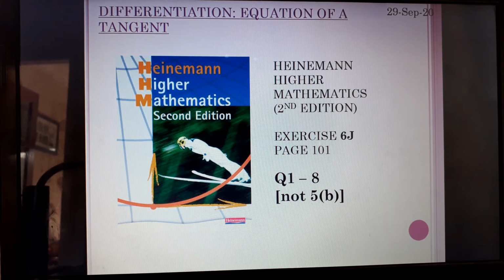So we're now going to look at exercise 6J. Now we're going to do questions 1 to 8, but if we could just miss out 5B just now, okay? But questions 1 to 8 on exercise 6J.